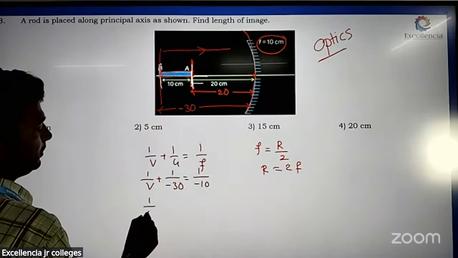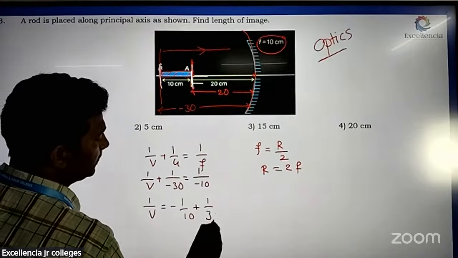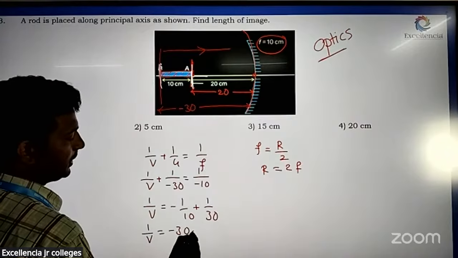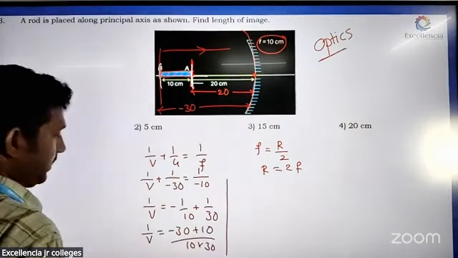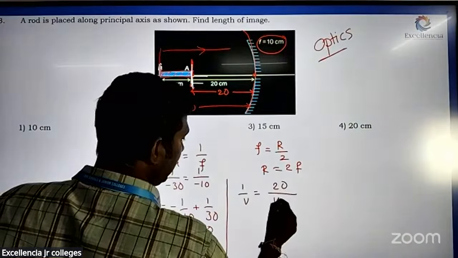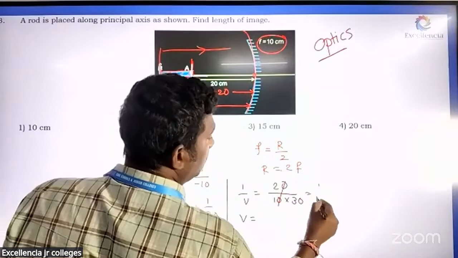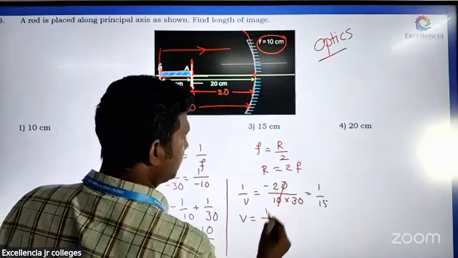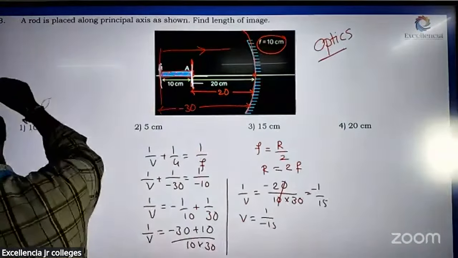So 1 by V is equal to minus 1 by 10 plus 1 by 30. So 1 by V, you calculate this: minus 30 plus 10 by 10 into 30. You do it. What are you getting here? 1 by V equals minus 20 by 10 into 30. This will be cancelled out. So V equals, we are getting, 1 by, this will be also minus 20, so minus 50. Just a minute.